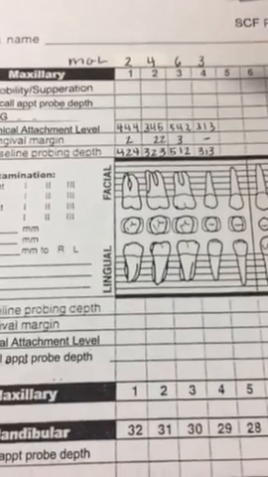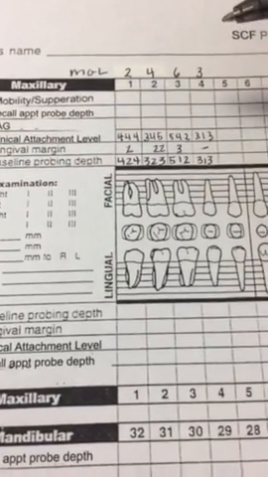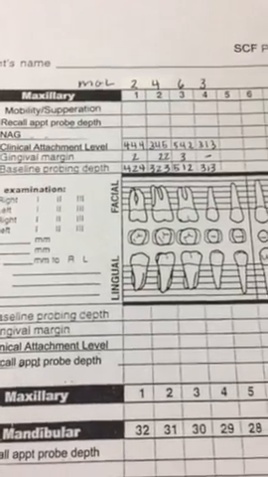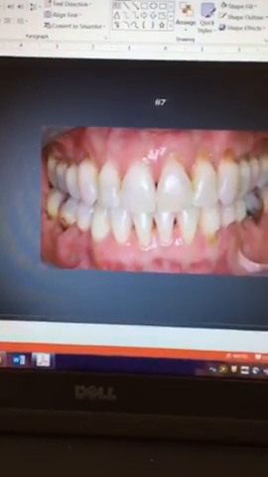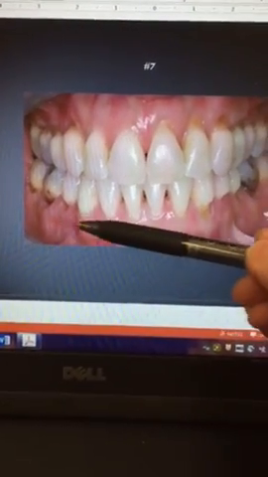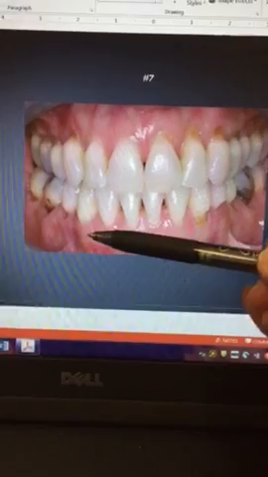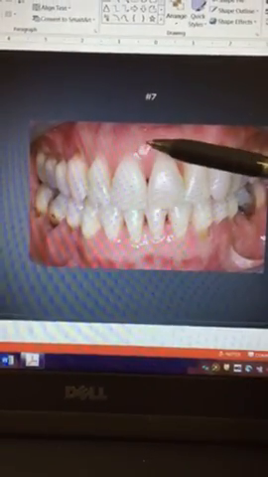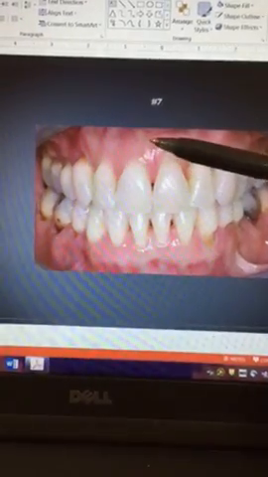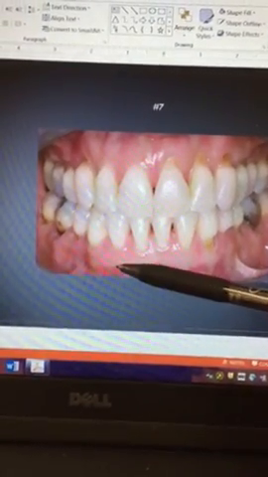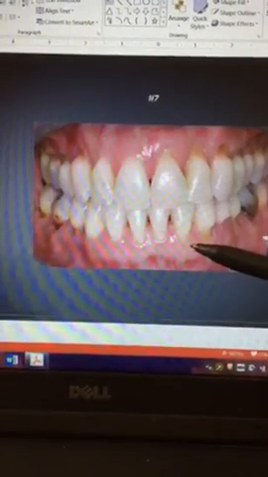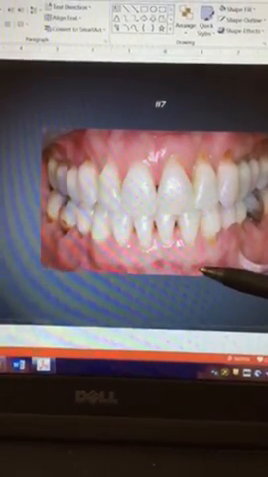The mucogingival, to get whether the band of attached gingiva, so let me see if I can show you this to you. Okay, so in this picture here, this pink tissue is the attached tissue, and this pink tissue up here is the attached tissue. I can see the mucogingival line right here. It separates the attached tissue from the alveolar mucosa.